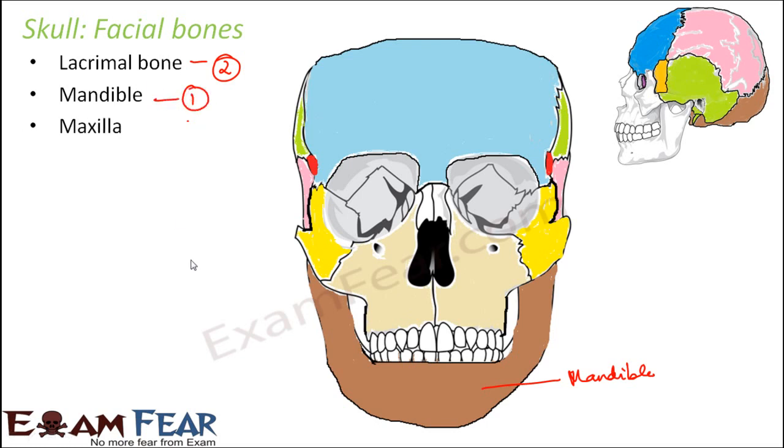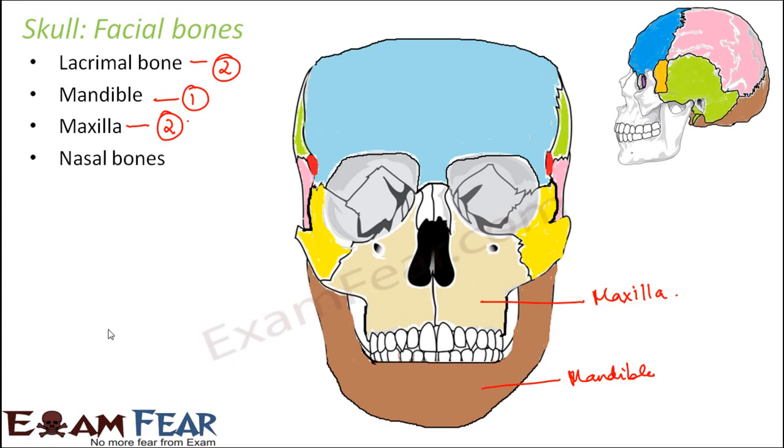Next is maxilla. So where is maxilla? This portion of the bone, that is the upper jaw bone, that is maxilla. If you see here, this is not a single piece, rather two pieces which are separated in between. Along a line parallel along the nose, it is divided into two parts. So there are two pieces of bones for maxilla, one on each side of the face.